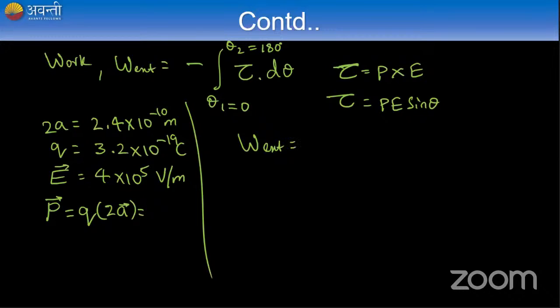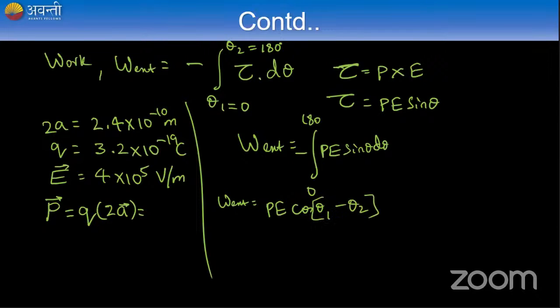W external is equal to the integral from 0 to 180 degrees. I'll keep my P as PE for now, sin theta d theta. If I try to integrate, what would I get? I get W external is equal to PE cos theta. There was already a negative sign, so this minus and this minus will cancel. So I will write PE cos theta only. So my expression was P into cos theta 1 minus cos theta 2.